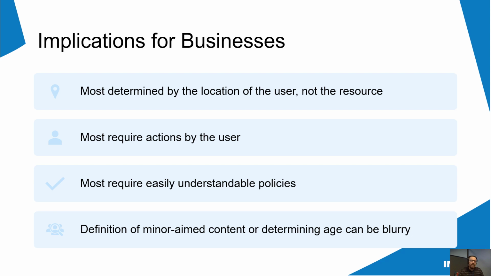And last, the definition of minor-aimed content or determining age is really blurry on the internet. This is something that's dogged the internet since the very inception as a publicly accessible resource: how do we tell who is a minor and what they're doing?